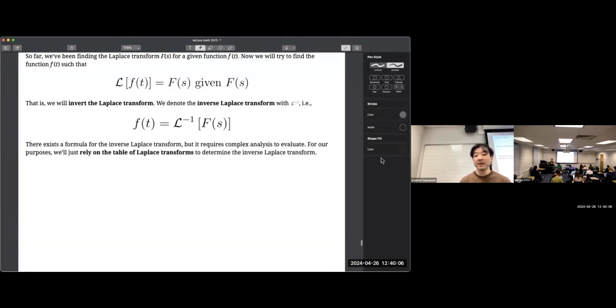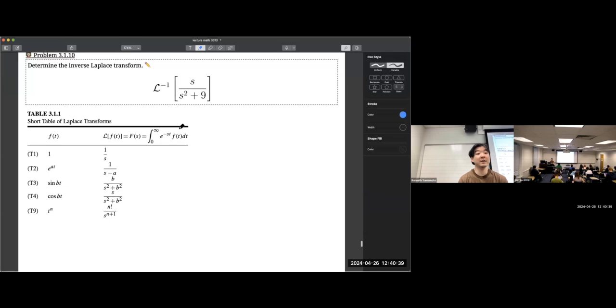This is the schematic here. Let's say you have f of t, and if you took the Laplace transform of f of t, you'll get capital F of s. This is like taking the Laplace transform. Now, if somebody gave you this, can you go back and tell me what would have given me that? That's called the inverse Laplace transform. Okay, so we're going to try to do that.